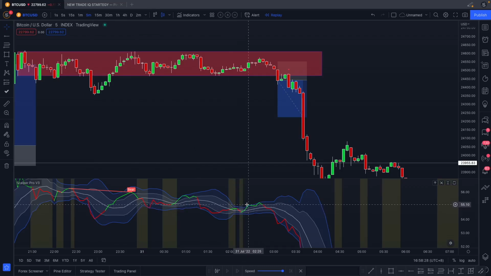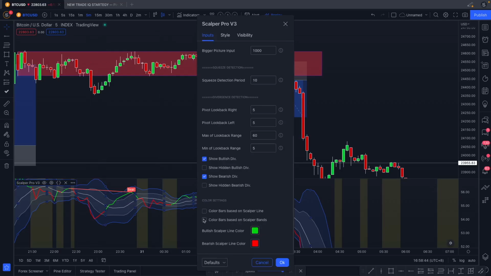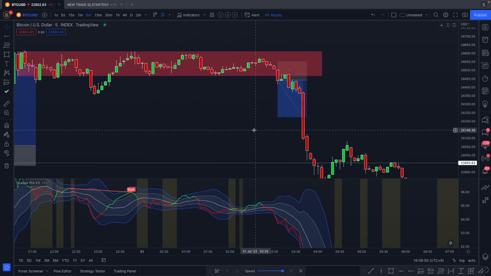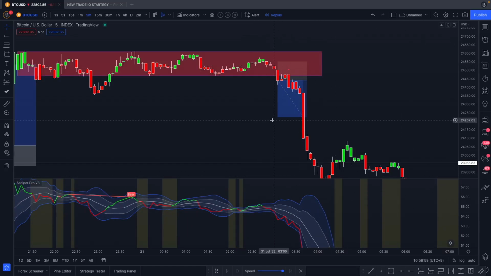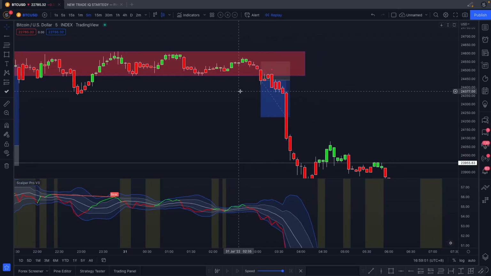We broke out to the upside, but we didn't get any identification that this is going to break out of this consolidation to the upside. So what do we do? We could treat this as a reversal signal. For example, if you turn on your settings here, color bars based on Scalper line, we are now coloring our candles based on the Scalper Pro. So if the Scalper Pro is green, our candles are going to be green, and if the Scalper Pro is red, the candles are going to be colored in red.